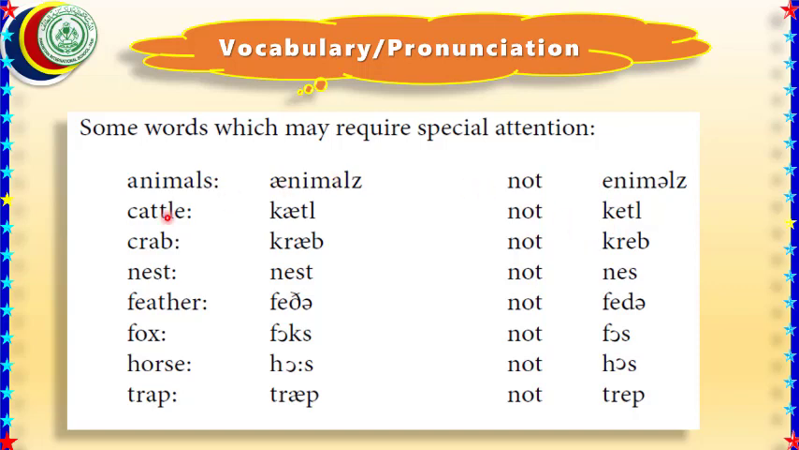For example, cattle. Here is written cattle. It should not be read wrongly. It should be read as cattle. Animals. Cattle. Crab. Nest. Feather. Fox. Horse. Trap. Yes, these are their correct pronunciations.